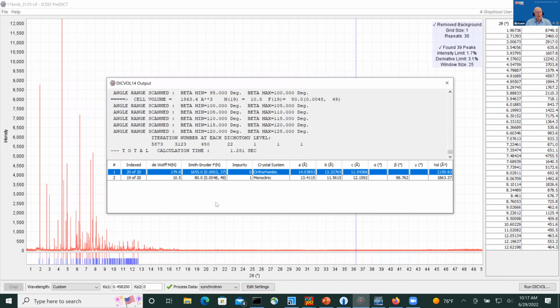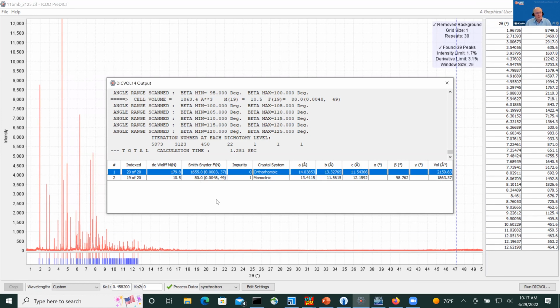Dicvol is much more numerically intensive, but can be really useful. Now we have 20 out of 20 peaks indexed with really high figures of merit here. It finds an orthorhombic unit cell, which has the same dimensions and same volume. That turns out to be slightly incorrect. It also finds a monoclinic unit cell with a different volume and a much lower figure of merit, still fairly high, but that one turns out to be wrong in the sense that it doesn't let me solve and refine the structure.